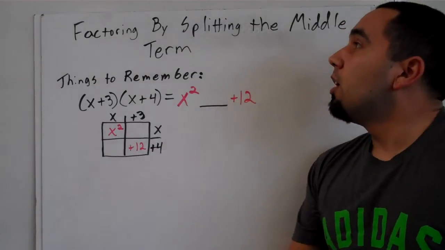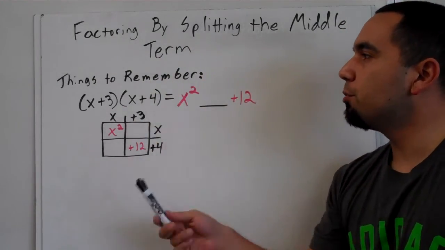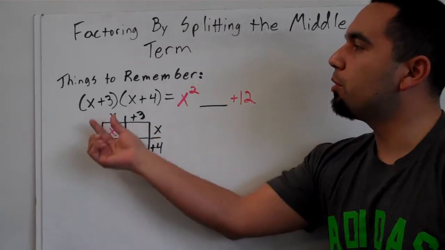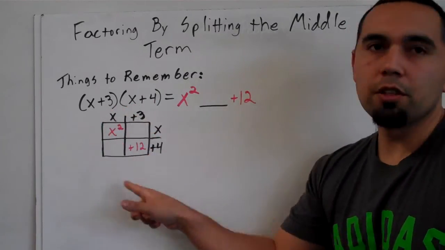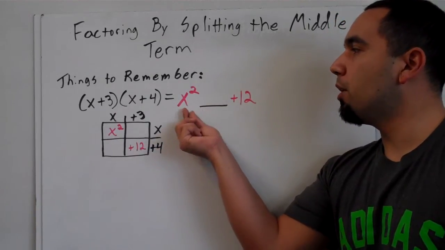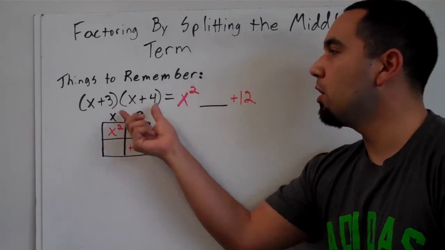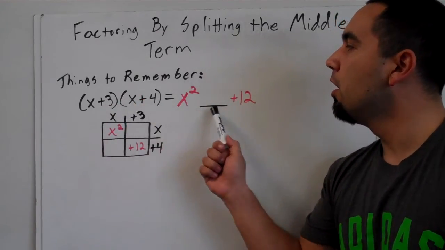Alright, so this is factoring by splitting the middle term. Okay, so here's just some things to remember. Remember that we were multiplying binomials together, and we were using the box to do that, right? And whenever we would do that, we'd end up with three terms, as long as we didn't have the difference of squares, right? And you can see this isn't the difference of squares, so we should end up with a trinomial.